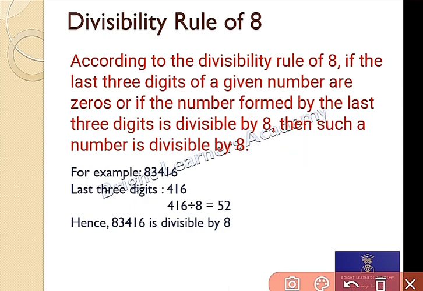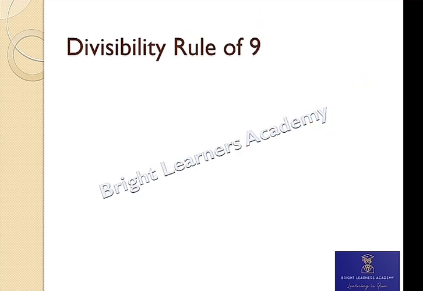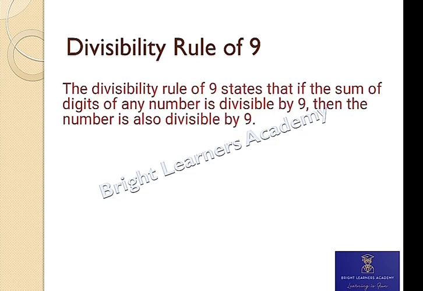Now let's discuss the divisibility rule of 9. The divisibility rule of 9 is similar to the divisibility rule of 3. Remember the divisibility rule of 3? It is quite similar to that. The divisibility rule of 9 states that if the sum of the digits of any number is divisible by 9, then the number is also divisible by 9. So we have to find out the sum of the digits of the number.